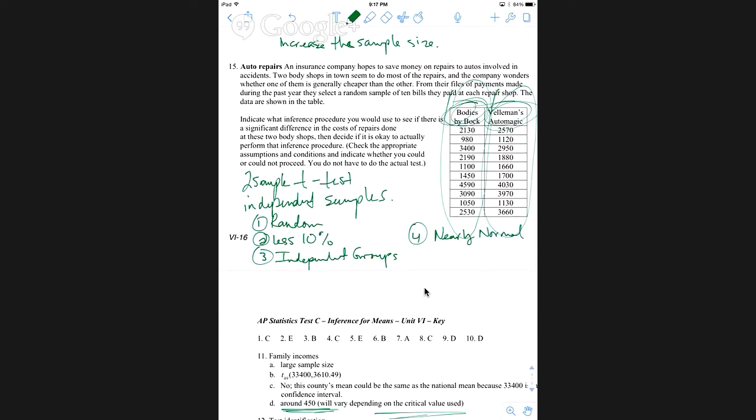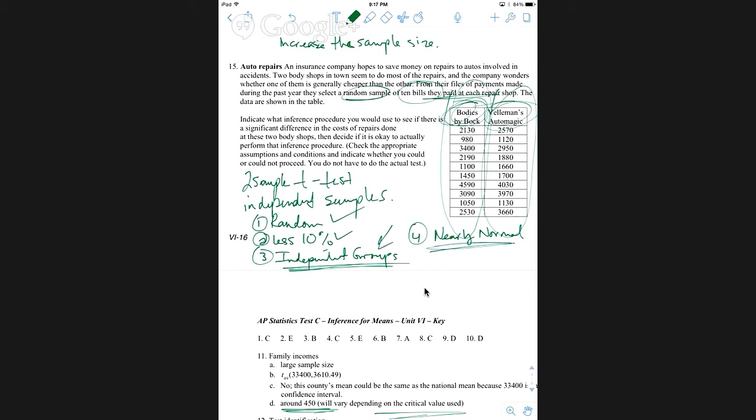Okay, so what you're going to do is, were they chosen randomly? Yes, it says a random sample of 10 bills was paid. Ten bills are less than 10% of all the bills that are paid to each of these repair shops. There's no reason to think that one car will be at both shops, so they are independent groups.